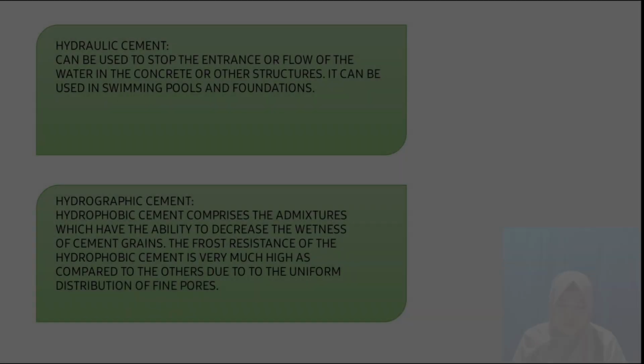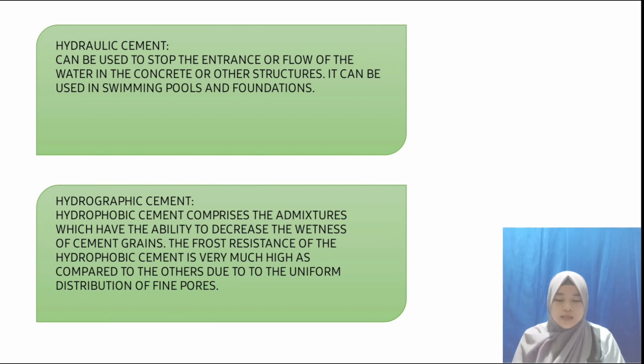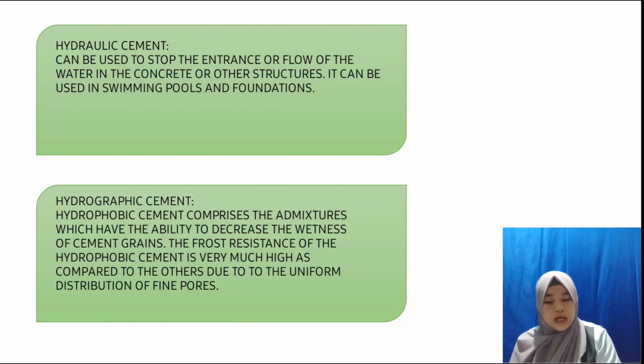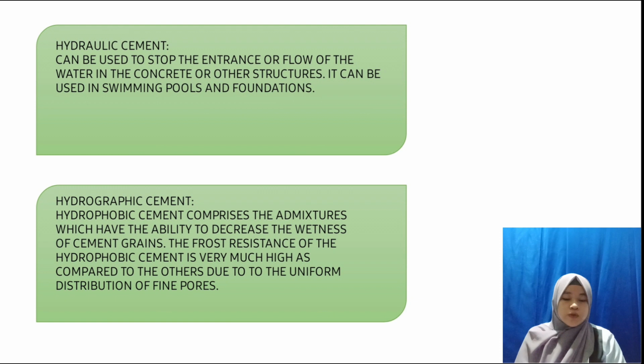So next is hydraulic cement. Hydraulic cement can be used to stop the entrance or flow of water in concrete or other structures. It can be used in swimming pools and foundations. Hydraulic cement is a product used to stop water and leaks in concrete and masonry structures. It is a type of cement similar to mortar that is extremely fast and hardens after it has been mixed with water.